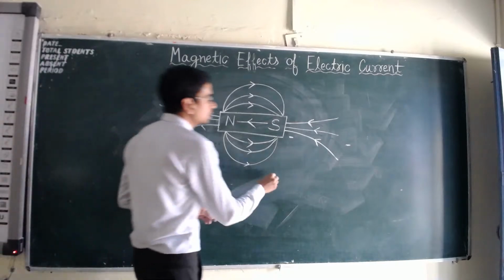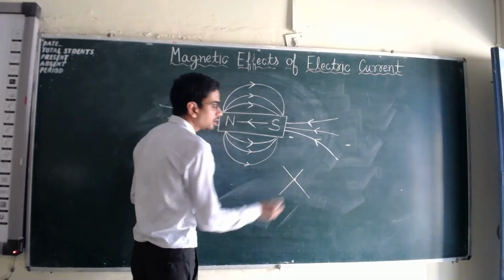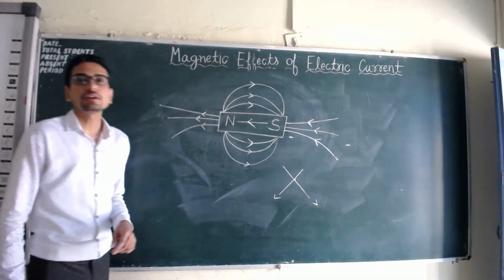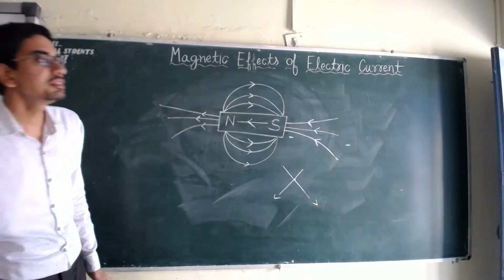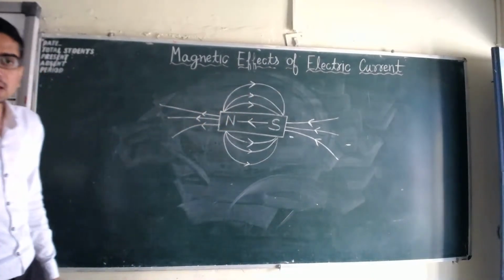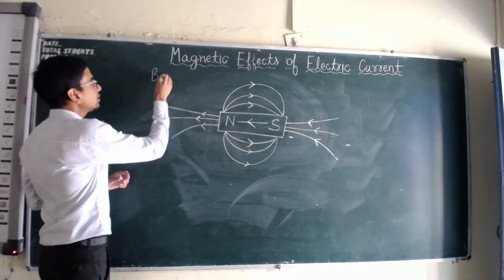For example, these are two magnetic field lines. If they intersect at this point, it will show both directions. यहाँ पर भी and here. So दो डायरेक्शन पॉसिबल नहीं है, इसलिए मैग्नेटिक फील्ड लाइंस इंटरसेक्ट नहीं करती. So this is the magnetic field lines of a bar magnet. Bar magnet.